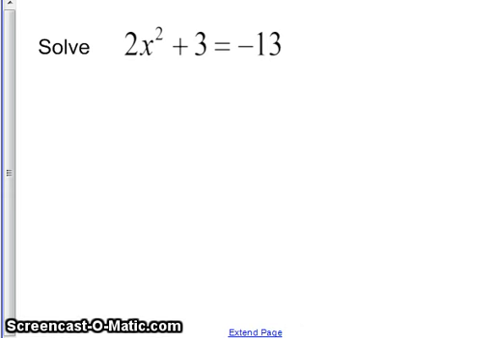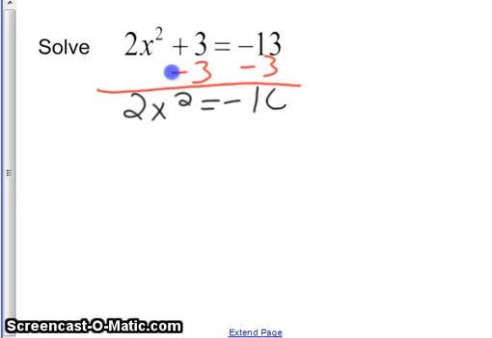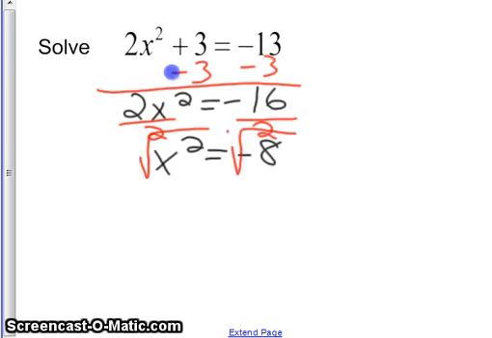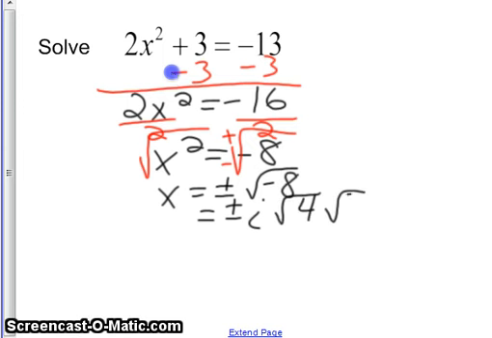Step 1. What's step 1? Subtract 35. So now it's negative 16. Now what? Divided by 2, it will be 8. Now what? Okay, good. So I have an i, right? And then I've got the square root of 4 times the square root of 2.